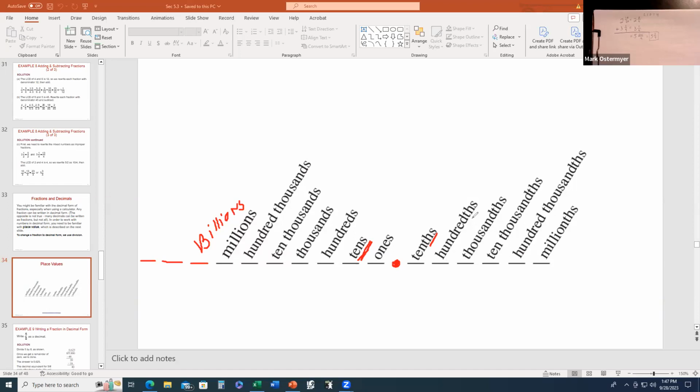Two places to the right of the decimal point is not called the hundreds place, it's called the hundredths place, THS ending. Three places to the right of the decimal point is not the thousands, but the thousandths place. Then the 10,000ths place, then the 100,000ths place, then the millionths place, then the 10 millionths place, then the 100 millionths place, then the billions place, the 10 billions place, the 100 billions place, the trillions place, 10 trillions place, 100 trillions place, et cetera. You've got to know the names of these places to the right and the left of the decimal point.